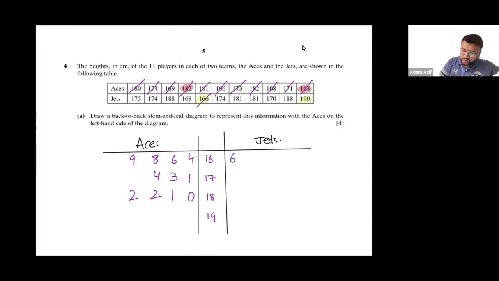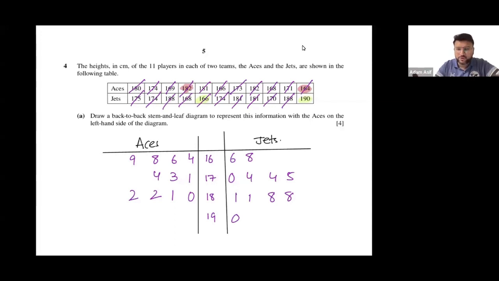Now for jets, it's 166, 168, then 170, 174. 174 is being repeated two times. Then 175. Here we have 181, then 181 again. Then 188, and then 188. And finally 190. So each team has 11 players, and this is the distribution of their heights.